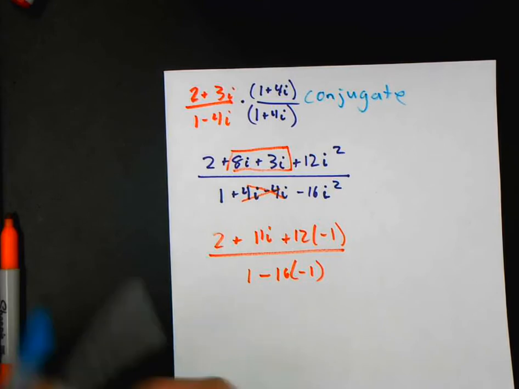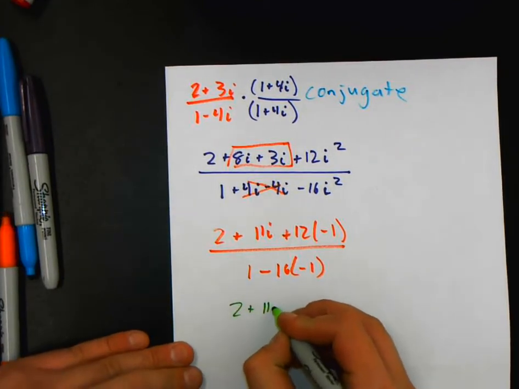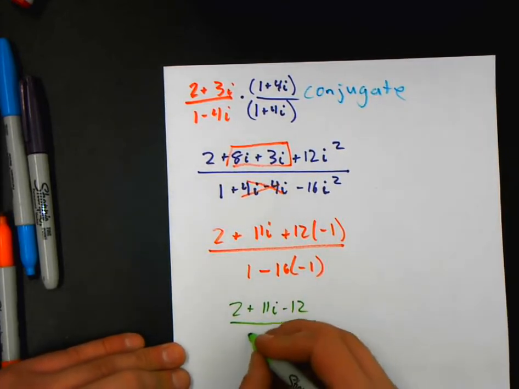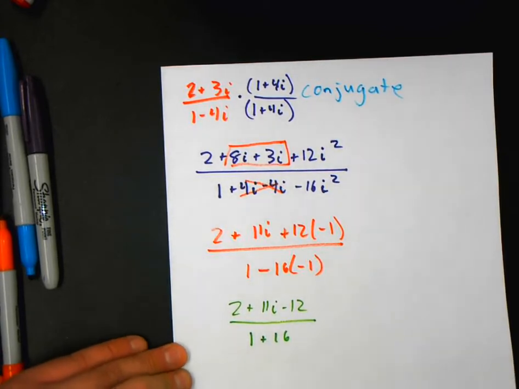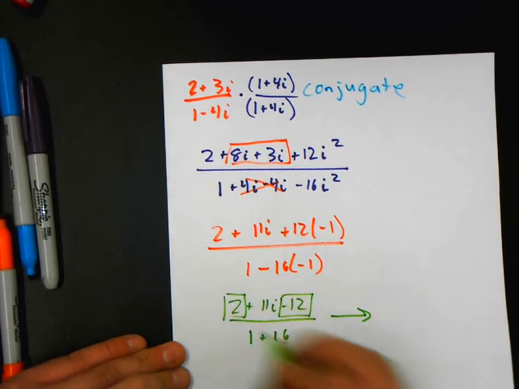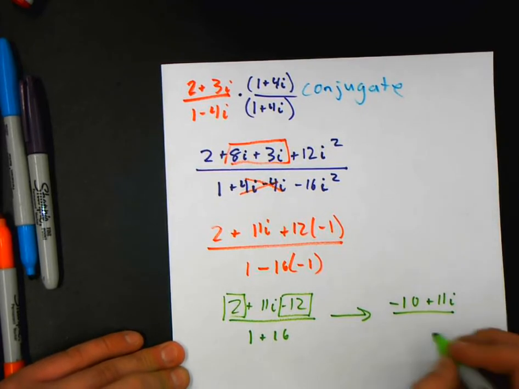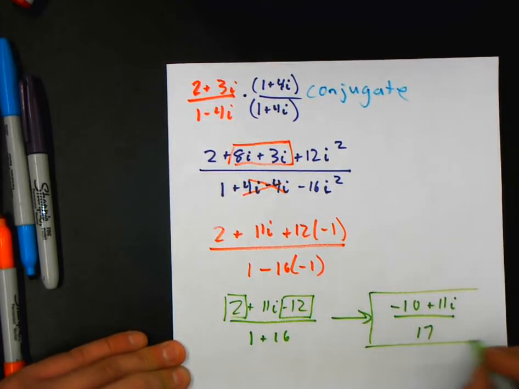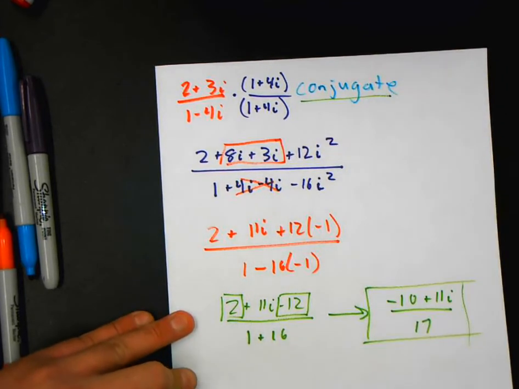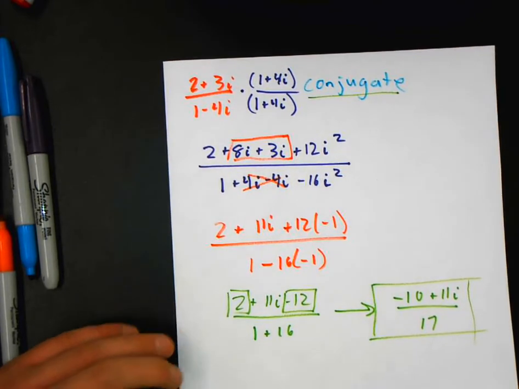Multiplying and reducing all of these numbers together, on the top I'm left with 2 plus 11i minus 12 over, negative 16 times negative 1 is a positive 16. Combining the rest of the like terms with the numbers on top, 2 minus 12 is a negative 10 plus 11i, and my denominator is 17. Okay, this is a very, very long problem, but it's tying in the idea of multiplying by the conjugate, which is always the opposite sign that you see in the denominator, multiplying on the top and the bottom.